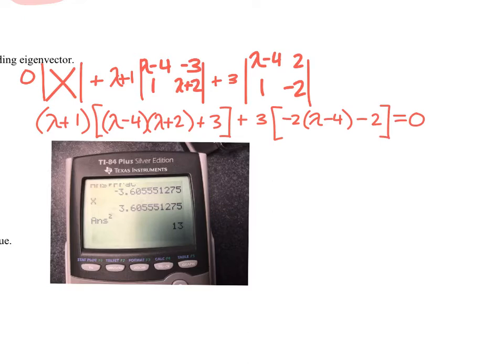All right. So we know lambda. We knew lambda going in was equal to 1.